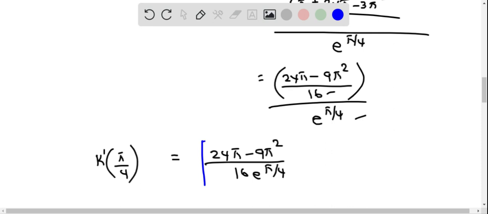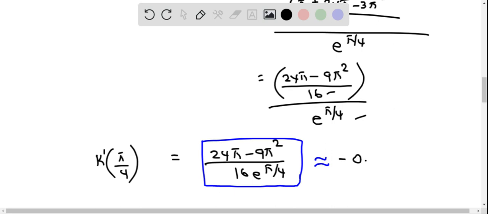We can evaluate its numerical value by plugging this into the calculator. And when we do that, we get an approximate value of negative 0.3827. This is approximated to four decimal places. So this is the approximate value.